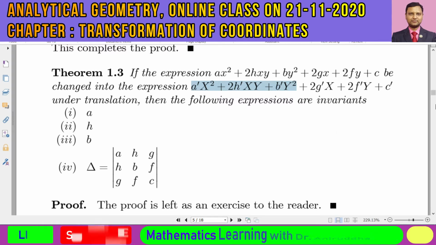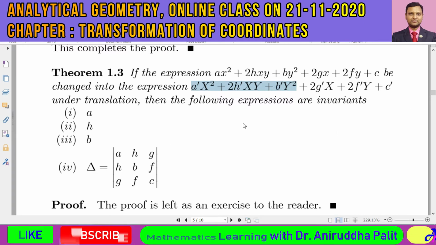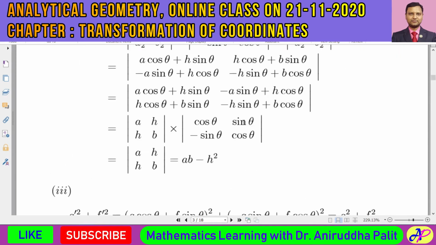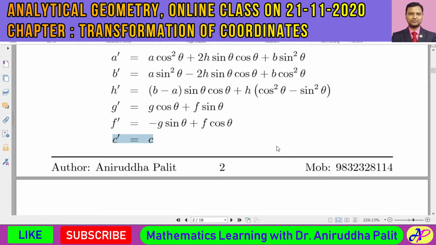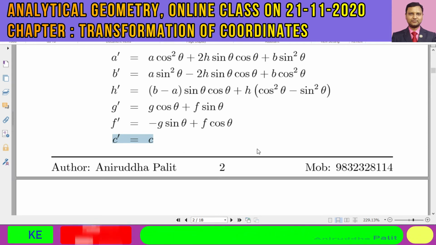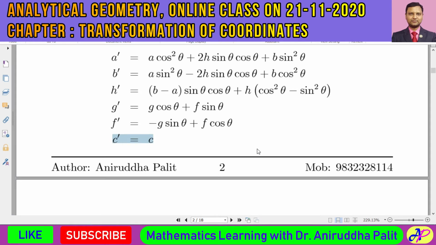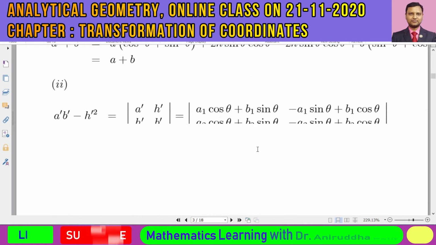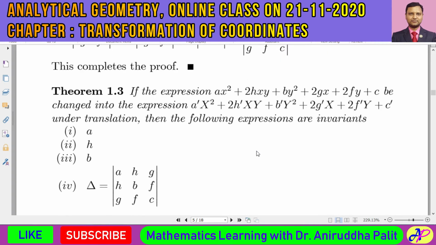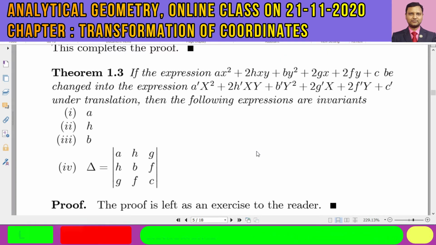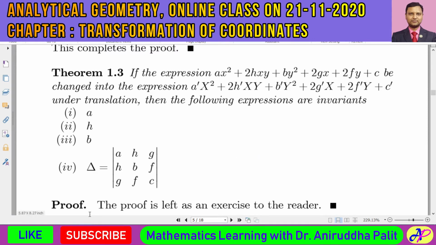Similarly, in case of rotation, in the previous theorem we had the result that C prime is equal to C, isn't it? So in case of rotation, the constant term does not change at all. These two observations would be very useful in the second chapter, the general equation of second degree. This is the point that I was trying to highlight in today's lecture. Keeping these two points in mind, let us discuss one or two problems from your book.